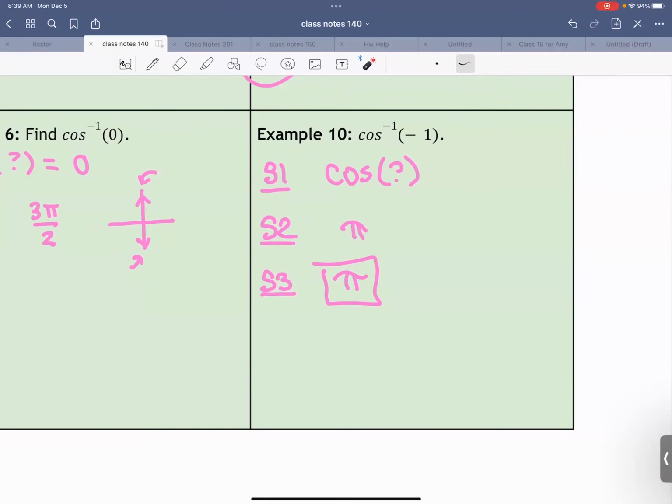The cosine of that equals -1 and pi is the only angle that is. So that is with quadrant 2 and quadrant 3. Good, right? So this one was one of those boundary questions, but we still got an answer out of it. So nice job on example 10.